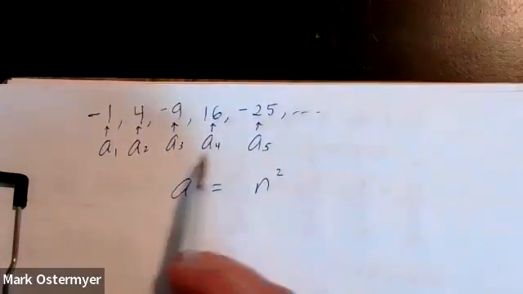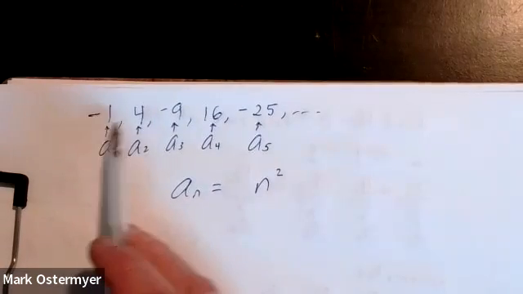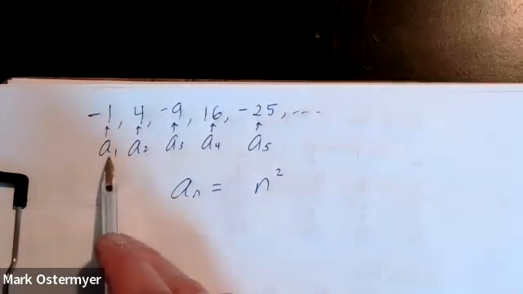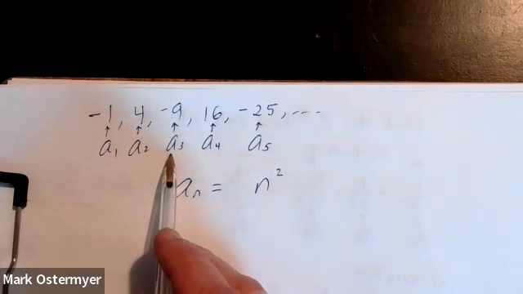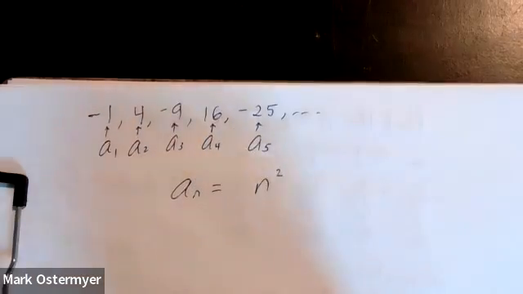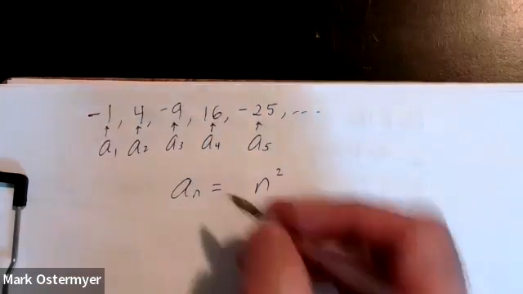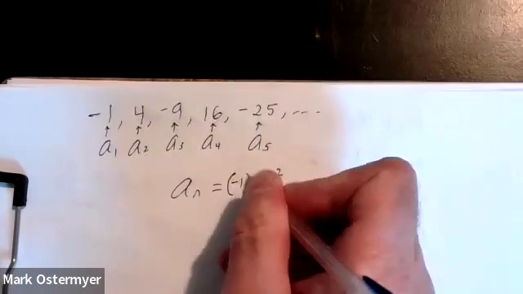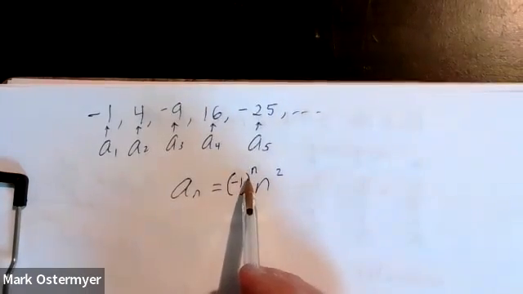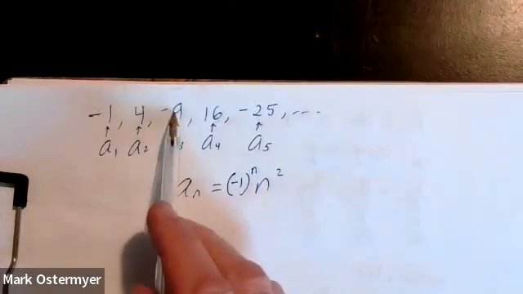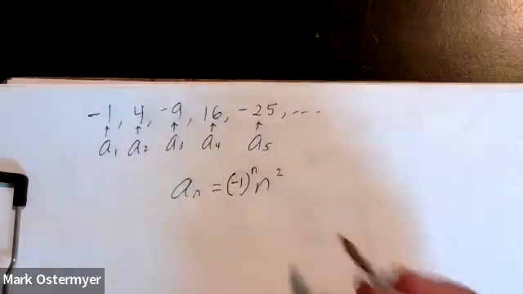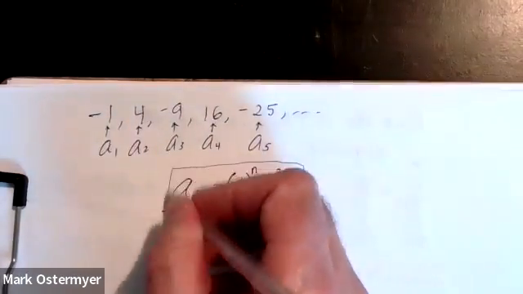Notice the signs of these terms alternate. We go from a negative to a positive to a negative to a positive to a negative. And notice odd terms of this sequence are negative and even terms are positive. So to account for that, I would have -1 raised to the nth power, because -1 raised to an odd power is going to give me a negative, and -1 raised to an even power will give me a positive. This would be the nth term rule of that sequence.